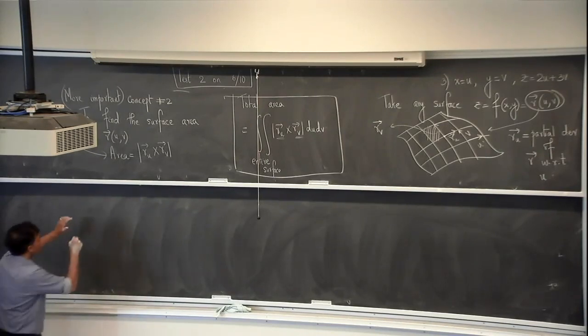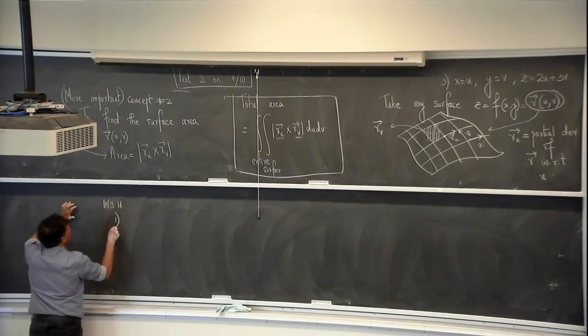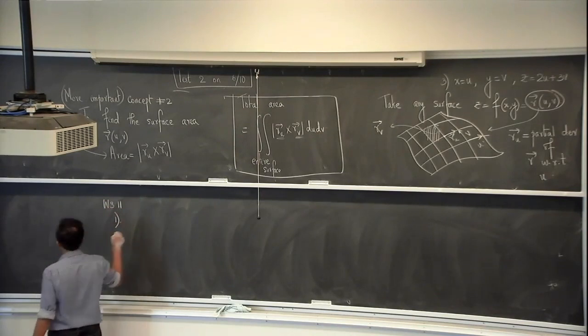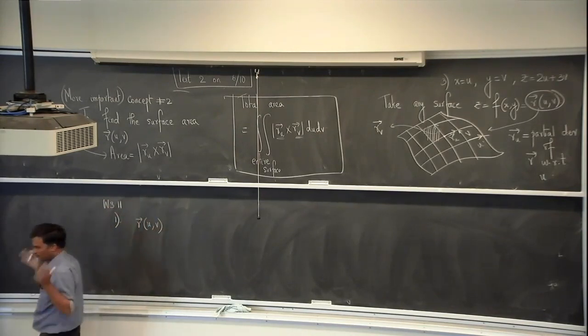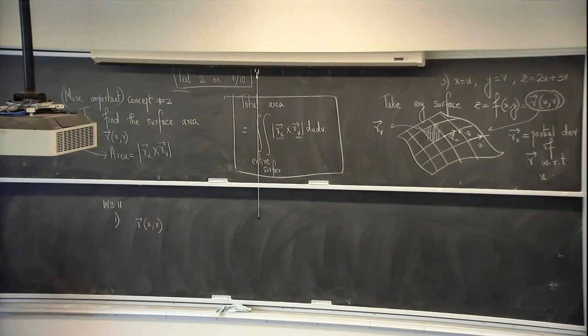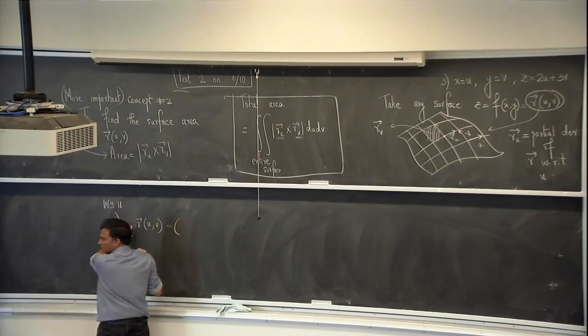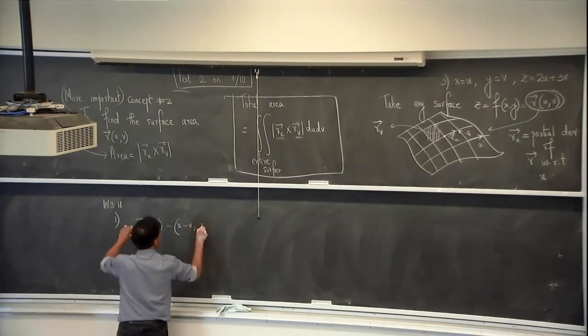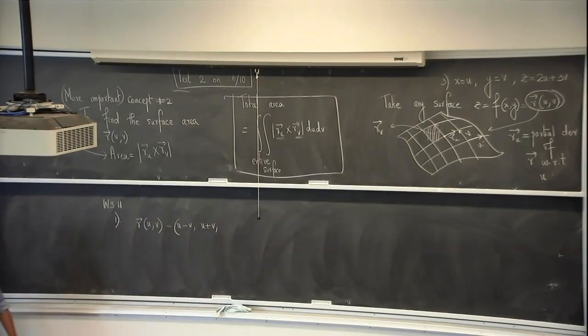Okay, so problem 1 in worksheet number 11. You're given the parametric form. That's always given to you. Okay, so you don't have to scratch your head and try to figure out the best parametric form and so on. R of u, v equals u minus v, u plus v, and u squared minus v squared over 2.